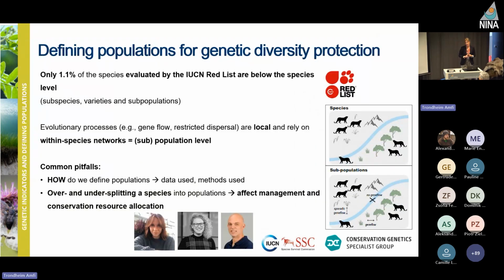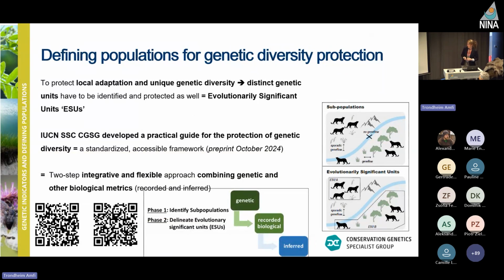Another challenge that came up in most of the country workshops was how to define populations. And that too can be a challenge. The IUCN Conservation Genetics Specialist Group has had a project looking into how to define populations for genetic diversity protection. Unfortunately, we have the lead here today, Julia, sitting up here. So if you want to know more about this project, you can either go and look at the preprints down here. There's also a paper on the genetic load behind the ESUs, or come talk to Julia in the break.